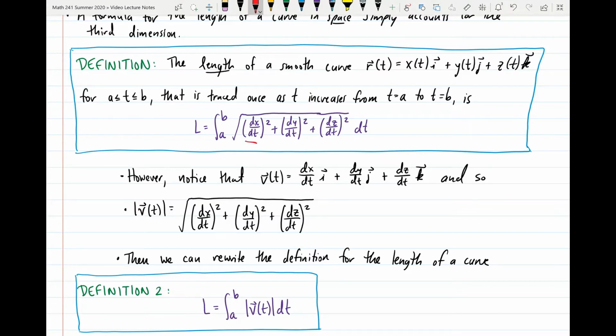And here you can see that this is just a generalization of the formula that was developed for curves in the plane, where all we've done to change the formula is add this third component here, (dz/dt) squared.